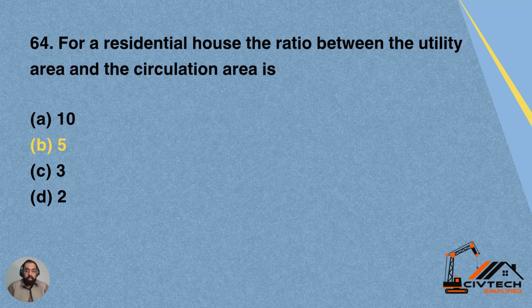Then we have question 64. For a residential house, the ratio between the utility area and the circulation area is A, 10, B is 5, C is 3, and D is 2. So the ratio between utility area and the circulation area should be 5. It should be remembered.